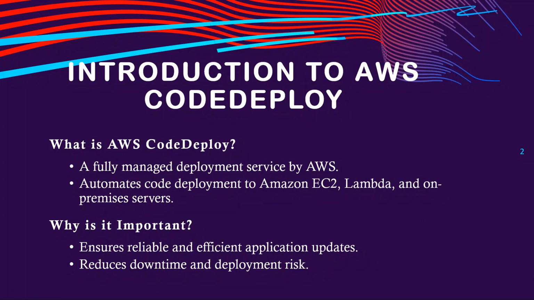Alright, so what exactly is AWS Code Deploy? Simply put, it's a fully managed deployment service from AWS. What it does is automate code deployments across platforms like EC2 instances, Lambda functions, and even on-premises servers. Now, why is this important? Well, it makes application updates much more reliable, reduces downtime, and minimizes the risk of errors during deployment.